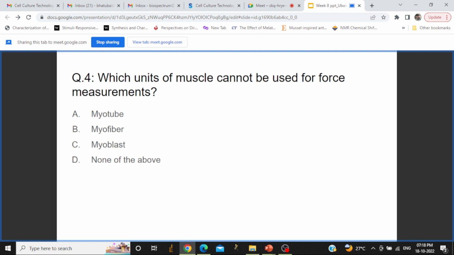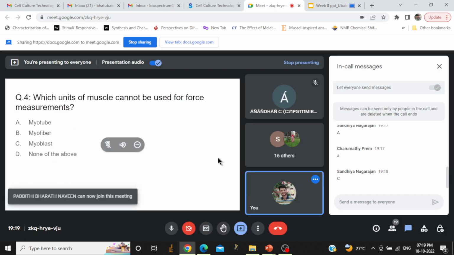So question number 4 is, which units of muscle cannot be used for force measurements? Muscles have muscle cells present in the muscle tissue. When they contract, the contraction force is measured using various techniques. So which of these cells mentioned below is a basic unit of the muscle but cannot be used for force measurement? The options are myotube, myofiber, myoblast, none of the above. Yes, the answer is C.